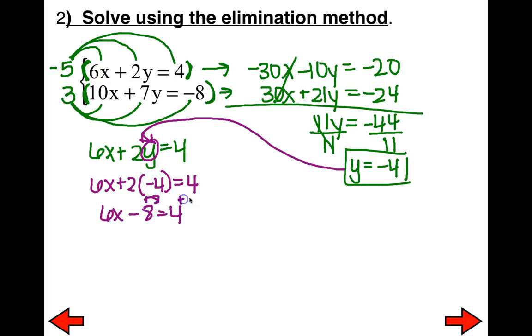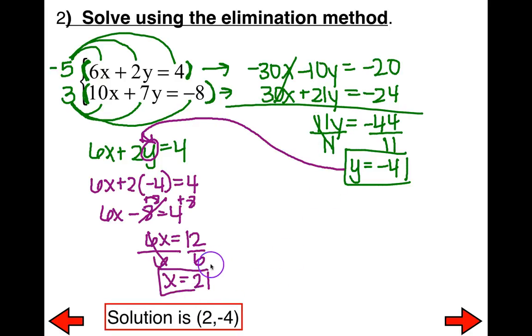Simply get rid of the constant by adding 8 to both sides. So we have 6x equals 12. Almost done. Divide both sides by 6. And I'm left with x equals 2. So I'm going to say that I think the solution is 2, negative 4. Quick reminder, x is always written first, y is written second.